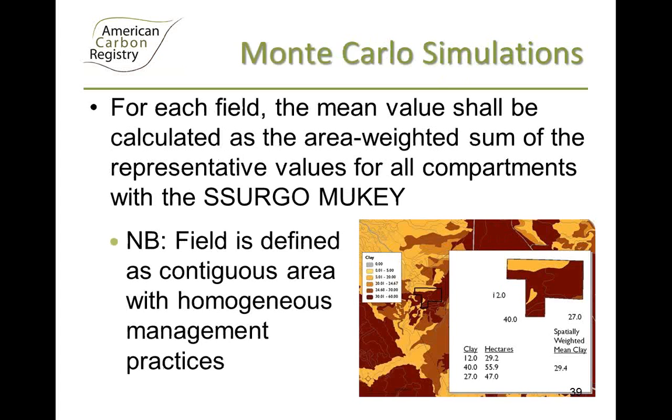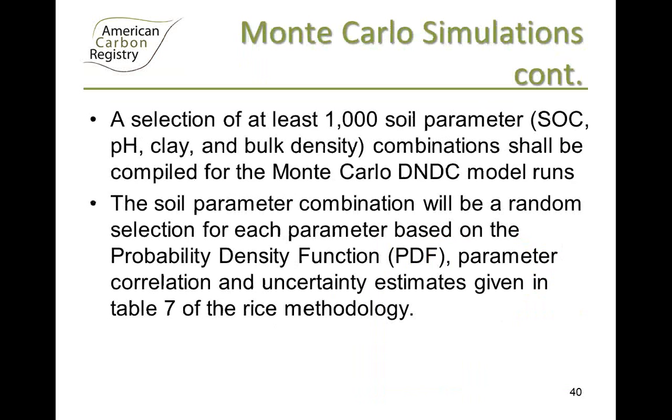So we account for that uncertainty by doing a Monte Carlo set of simulations based on that range of expected values. So for any given field in the project, you calculate area-weighted soil estimates with an estimate of uncertainty based on the probability density functions that are provided in the methodology. And based on that, we then do at least 1,000 Monte Carlo simulations of the model for both the baseline and the project.